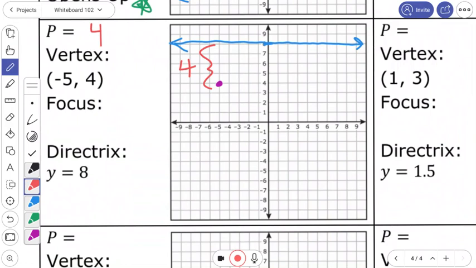That means all I've got to do to figure out where the focus is, is start at our vertex and go 4 steps in the opposite direction. 1, 2, 3, 4. And we end up at negative 5, 0. That's where our focus is. So is this parabola going to open up or down? If our directrix is above and our focus is down, we're going to open down. Our parabola and our directrix, that purple graph and the blue line, will never, ever intersect. Not ever.